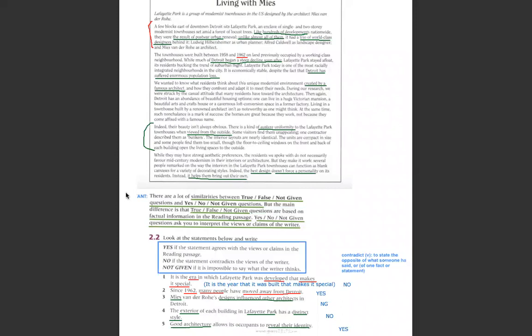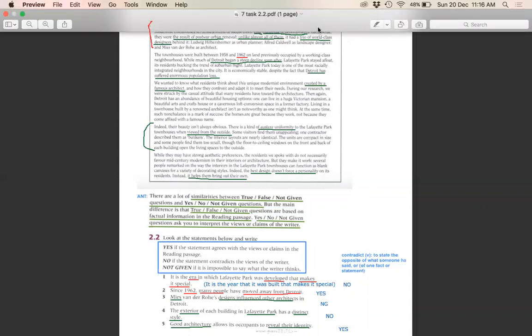All right, so well done. Looks like a lot of you did quite well. Just remember that this is not the same as true, false, not given, because here we're looking at the writer's claims and their views. All right, so we've run out of time.